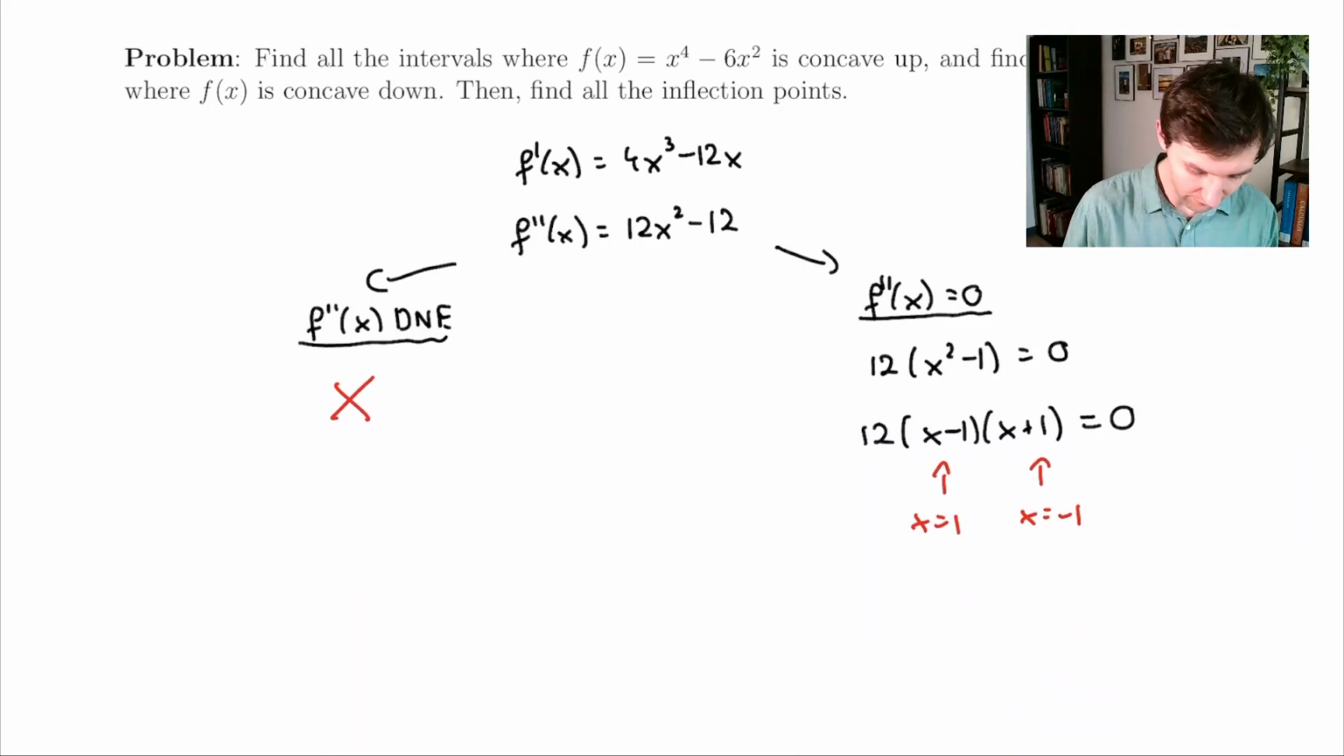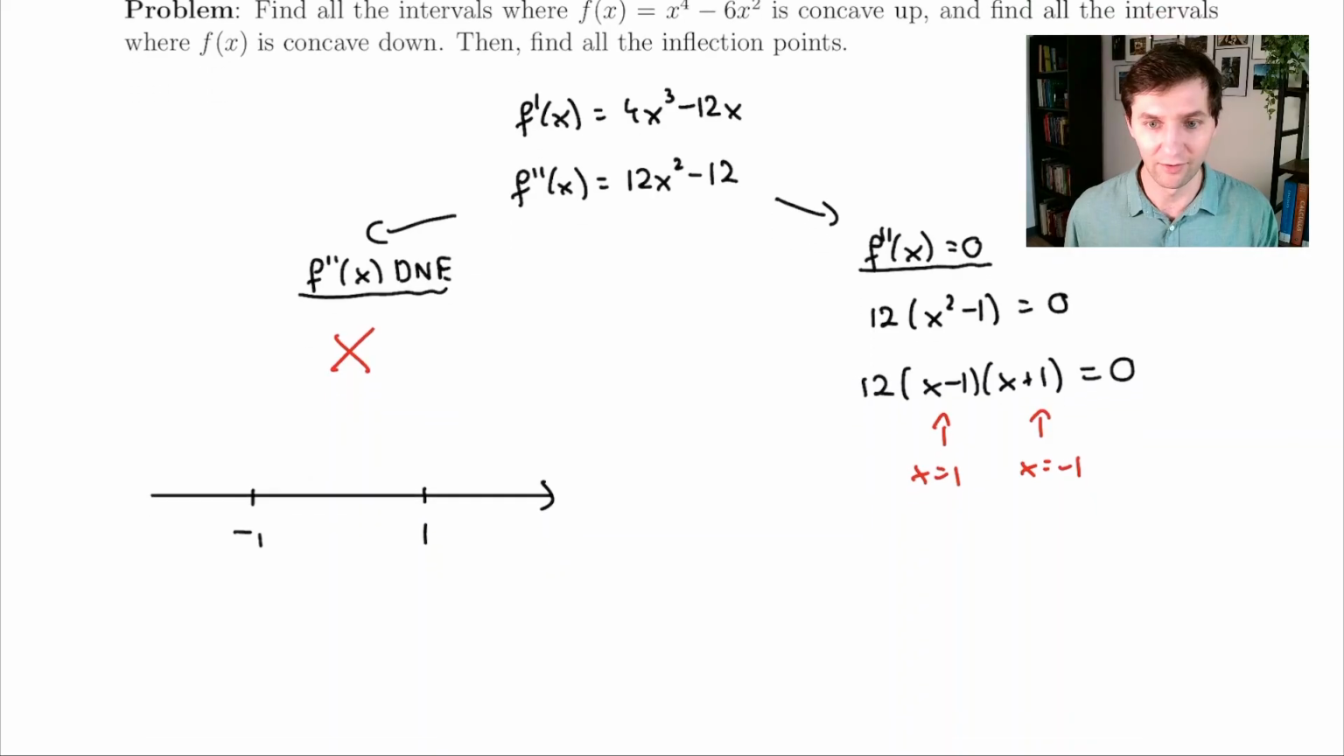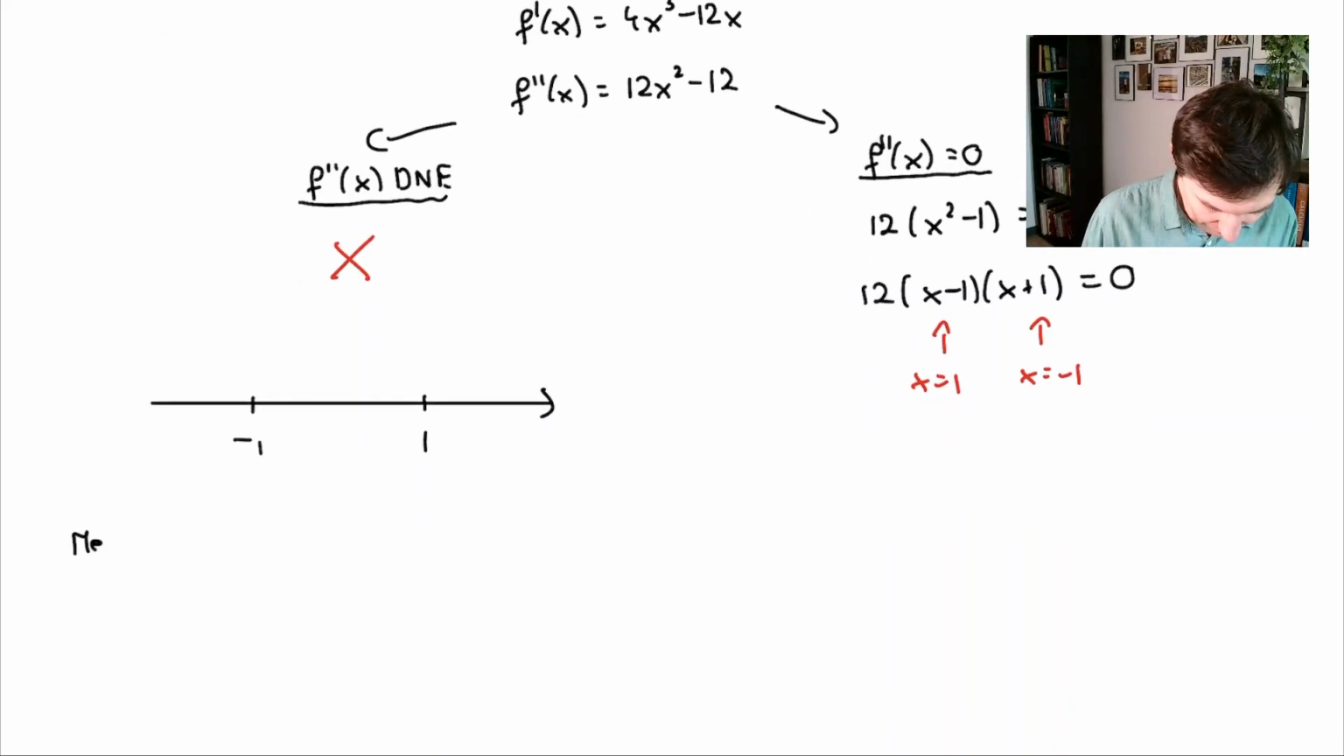Let's draw the x-axis so we keep in mind where those places are where concavity could possibly change, at negative 1 and at 1. I need to determine now what is the value of the second derivative in between those points. Is it positive or negative? Because if it's positive, that will mean that the function is concave up. If the second derivative is negative, that will mean that the function is concave down. Again, I have two ways of doing it, method 1 and method 2.